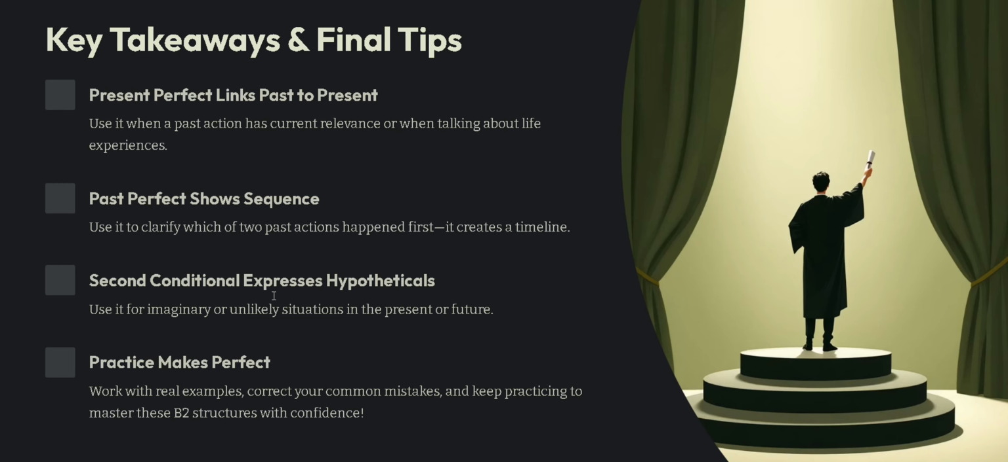The second conditional is to express hypothetical situations. So use it for imaginary, unlikely, or maybe impossible situations in the present or future. If I won the lottery, I would buy a Lamborghini. And practice makes perfect. The idea is that you can work with real examples, correct your common mistakes, and keep practicing to master this B2 structure with confidence.